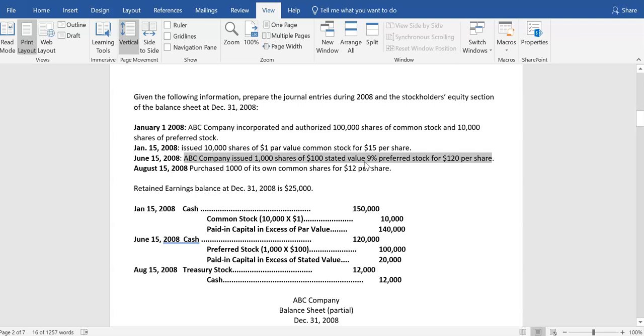All right, so here they're not paying a dividend, they're just simply issuing the stock. So they issued 1,000 shares at $120 per share. Total cash received is $120,000. The par value, or stated value, of the stock is $100. 1,000 times 100, the total stated value is 100,000. That's the amount that will be recorded in the preferred stock account. And the excess paid in over and above the stated value will be recorded in the paid-in capital in excess of stated value.